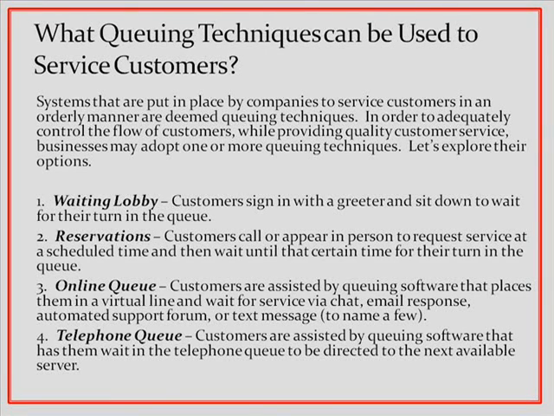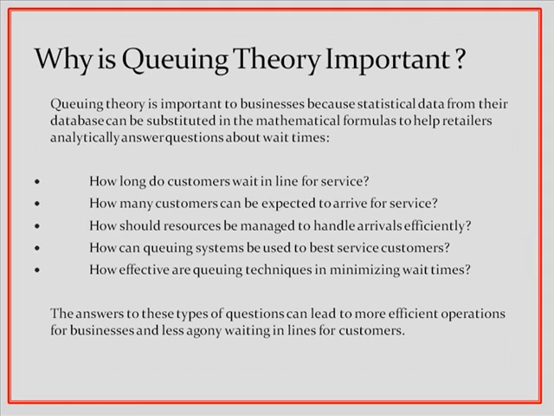1. Waiting lobbies where customers sign in and sit down to wait their turn. 2. Reservations where customers request in advance to schedule appointments. 3. Online queues where customers are assisted using virtual software that places them in line. And 4. Telephone queues where customers call and wait to be directed to the next available server.